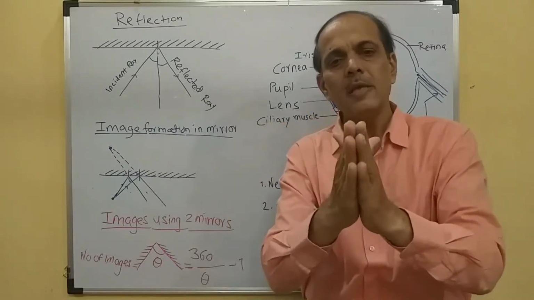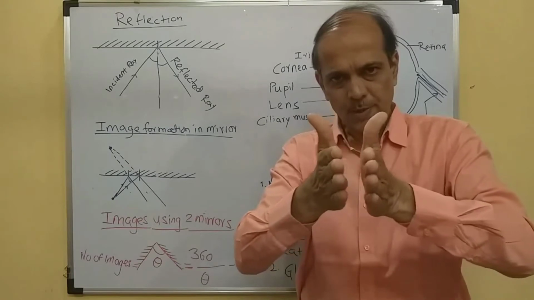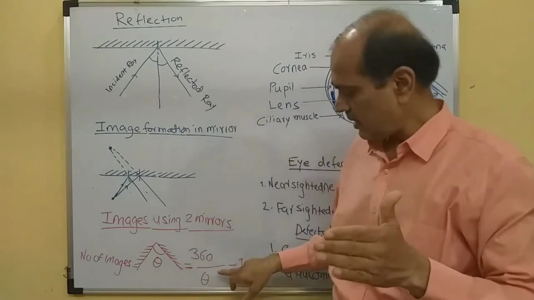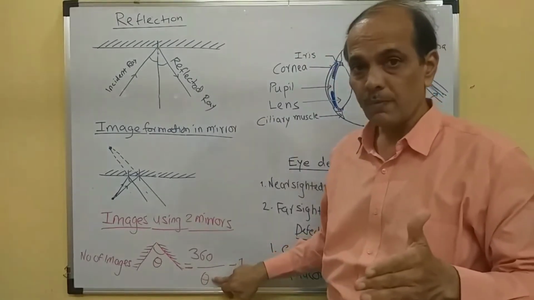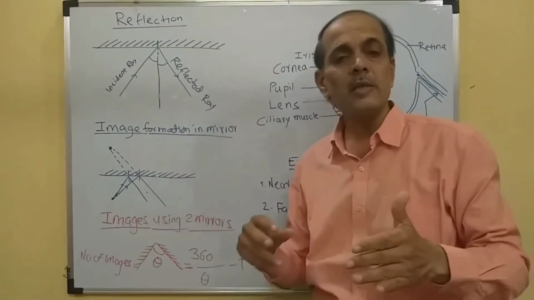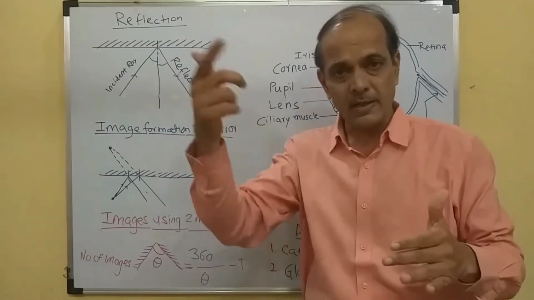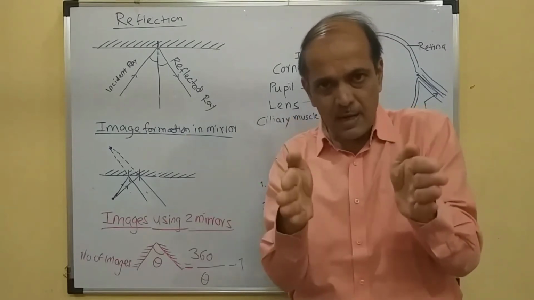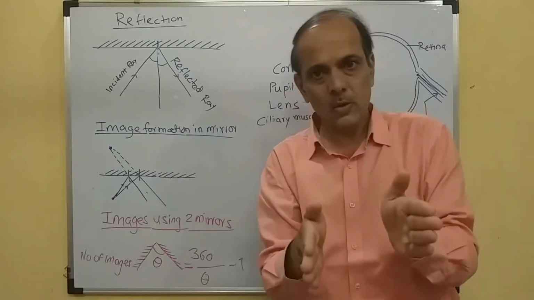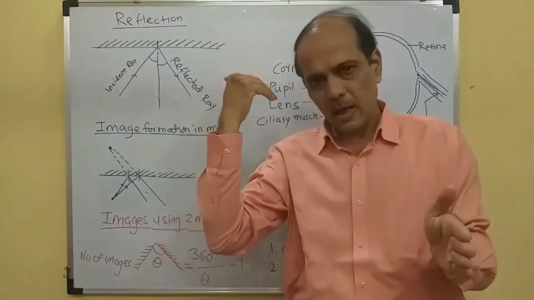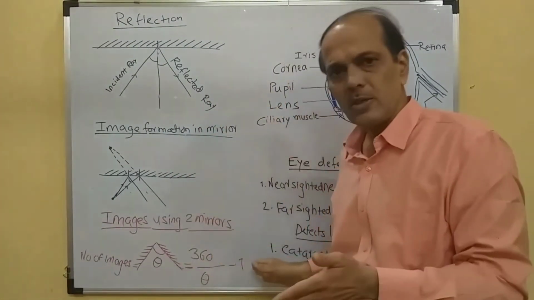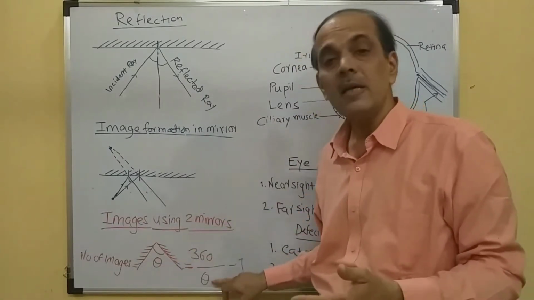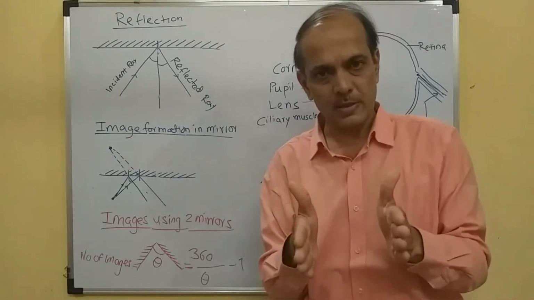If the angle between them is 0 and the two mirrors are spread apart, then 360 divided by 0. Anything divided by 0 is infinite, so you get an infinite number of images. If the two mirrors are parallel, the angle between them is 0 and you get an uncountable number of images. Minus 1 does not make any difference for infinity.